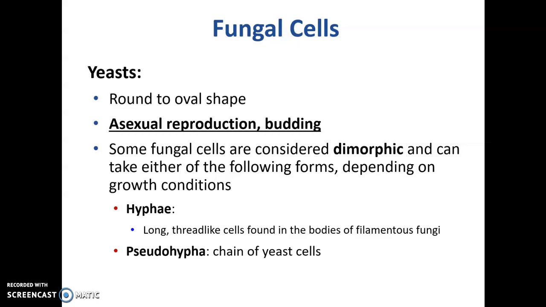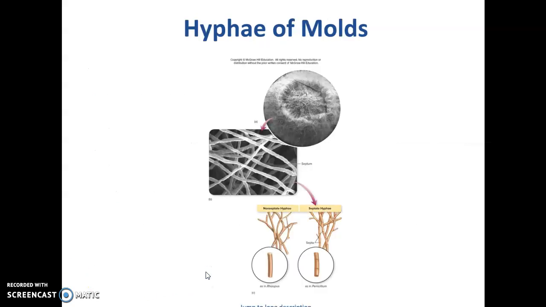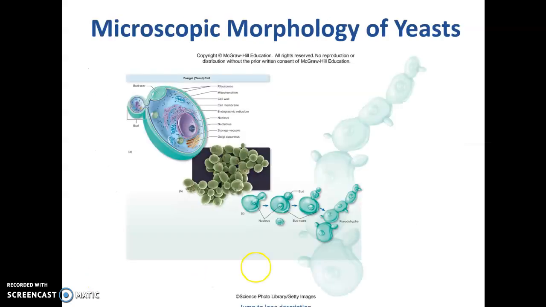Some fungal cells are considered dimorphic, and that means they can take several forms. One form is hyphae, which is long thread-like cells, and then there's pseudohypha, which are just chains of yeast cells. They appear to look like hyphae, but they're not. So there's a picture of some yeasts with some budding.